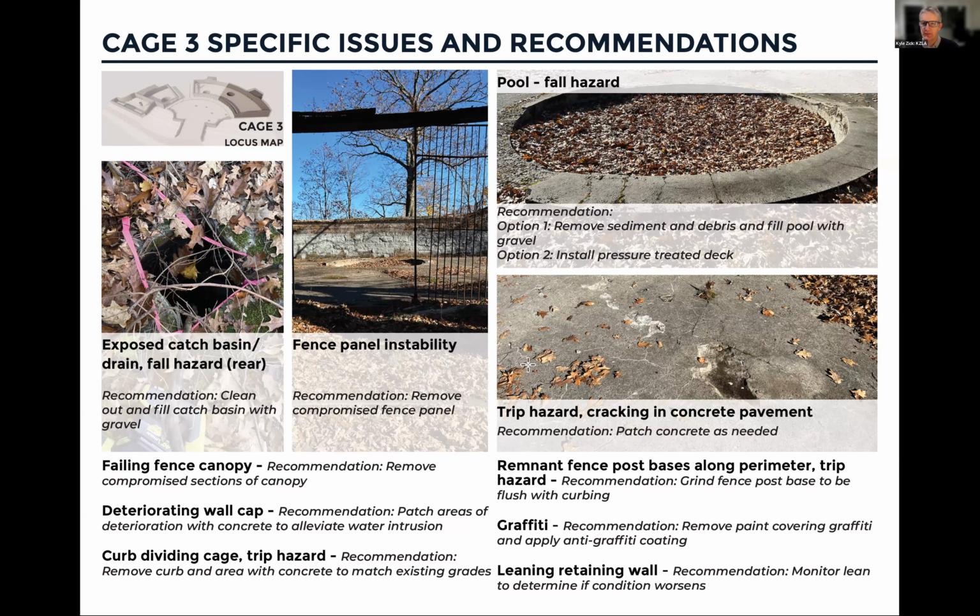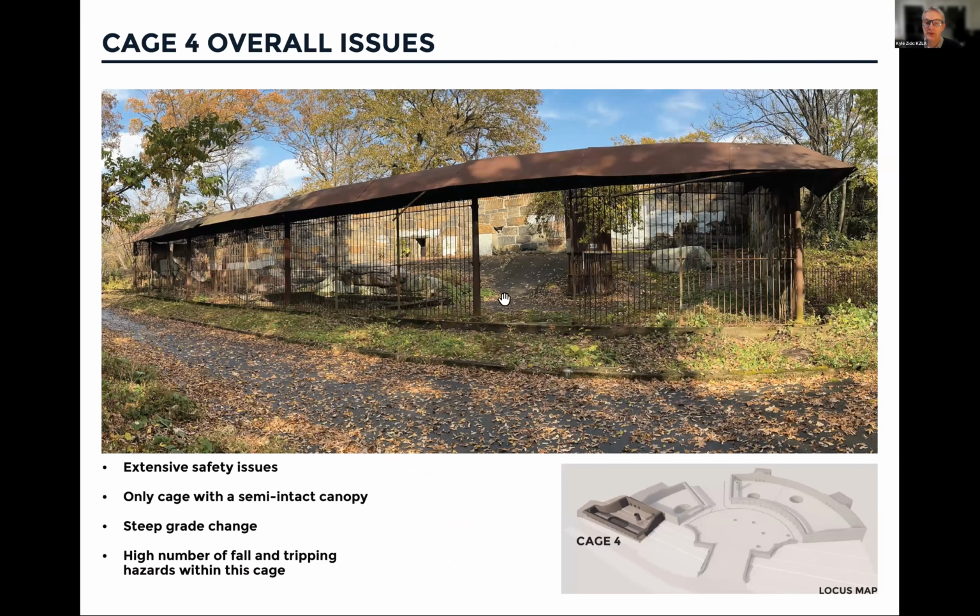Cage 4 is a little different, and it's different not because it had polar bears in it, but because it's long and linear, and the interior of the cage is very steep. So with that come other issues. The other thing that's unique is that the metal cap on top of the fence is intact. That doesn't mean it's stable, but it's intact. And there are pieces of it that have fallen. And because of some of these unique elements, there are different approaches to this cage.